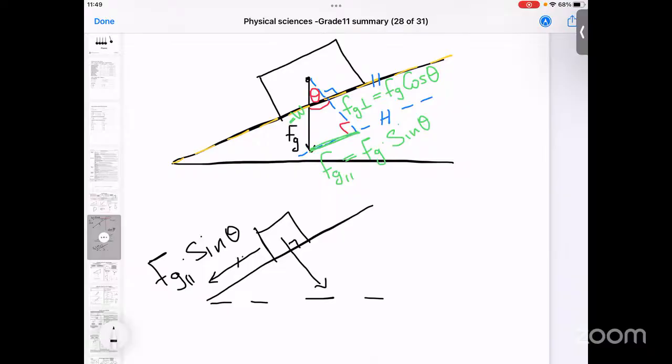Remember this one is parallel to the slope, and that one is perpendicular to the slope. That's why this one, the FG which is perpendicular to the slope, you multiply by cos of an angle, because you must always remember the angle which is formed there.